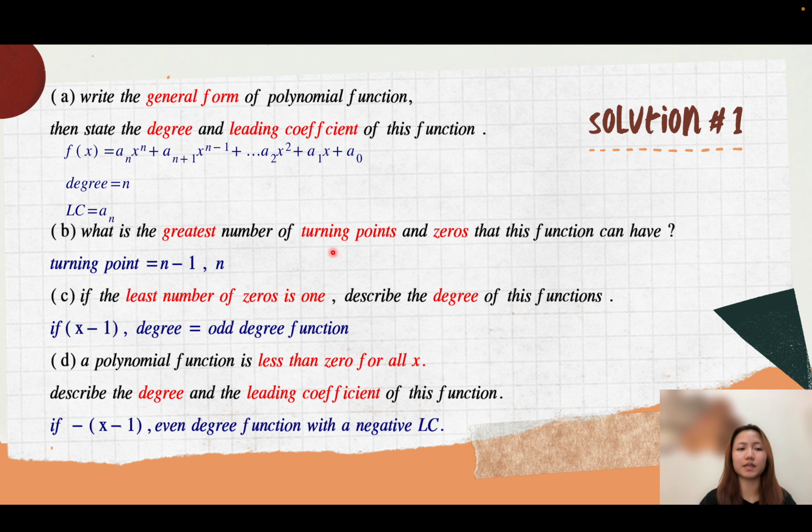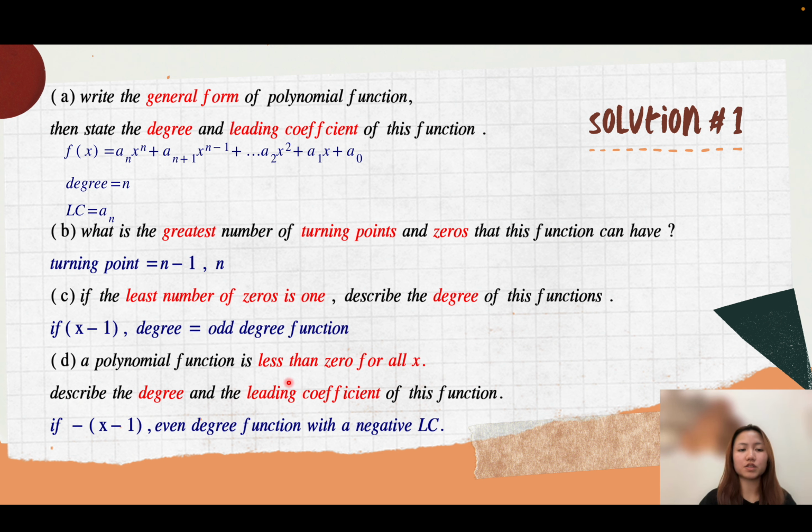What is the greatest number of turning points and zeros that this function can have? The number of turning points can equal n minus 1, or n zeros. If the least number of zeros is 1, describe the degree of the function. If x minus 1, the degree is an odd degree function. Odd degree.